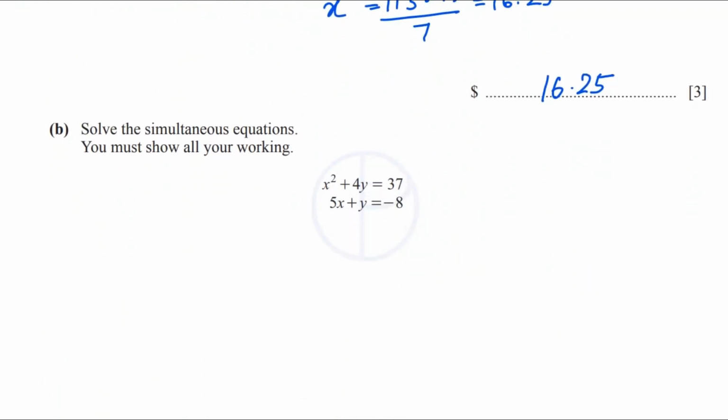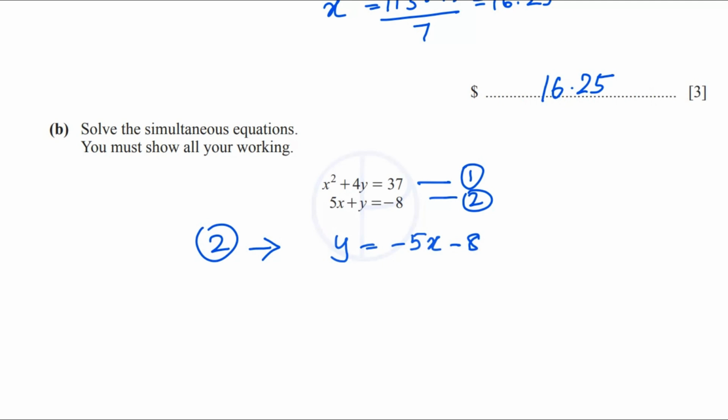The next part of the question is solve the simultaneous equation. You must show all your working. So two equations are given. One is a quadratic equation, another is a linear equation. Let's mark this as 1 and 2. From 2, find out the y value. What is y? y is minus 5x minus 8.